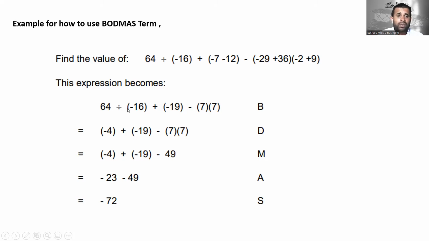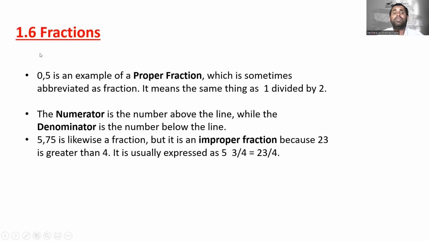When we divide 64 by minus 16, the answer is minus 4, and then minus 7 into 7 here. Then we will multiply, 7 into 7 is 49. Then we will add, when we add, the answer is minus 4 minus 49 and so on. Then we will subtract, the answer is minus 72, right? So you can go through these BODMAS equations. So now we will go into the fractions.